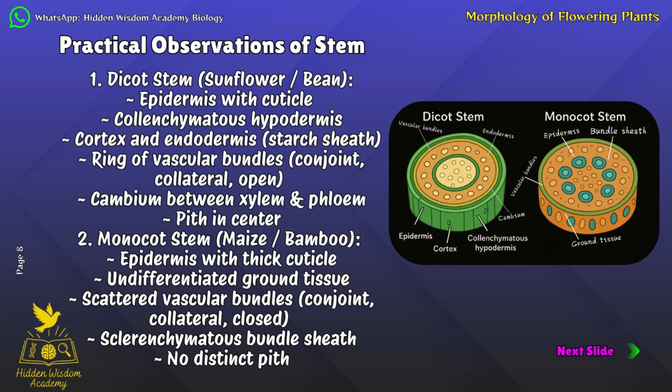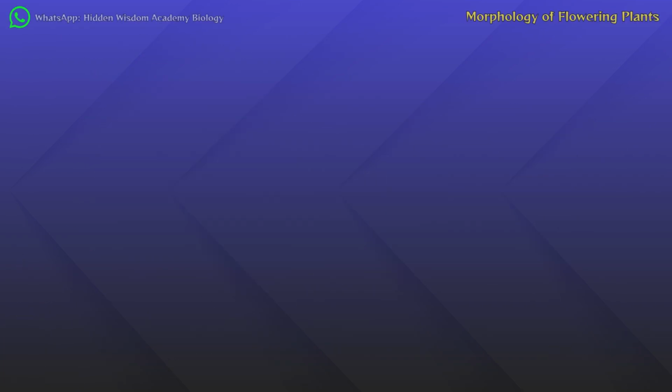In a monocot stem like maize, the epidermis has a thick cuticle. The ground tissue is uniform, and vascular bundles are scattered, each with a sclerenchyma sheath. Cambium is absent, and the pith is not distinct.